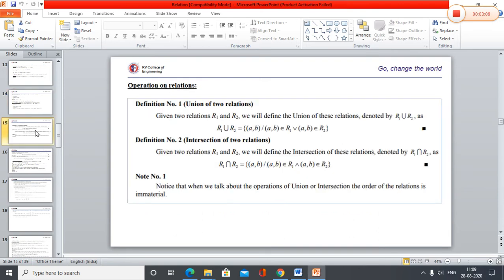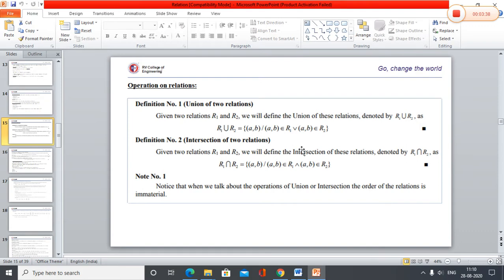The next topic is operations on relations. Like sets, where we have union and intersection of two sets, likewise we have them for relations also. If I have two relations R1 and R2, what will be the union of R1 and R2? I am going to write all the ordered pairs AB which are either in R1 or in R2. So that is union.